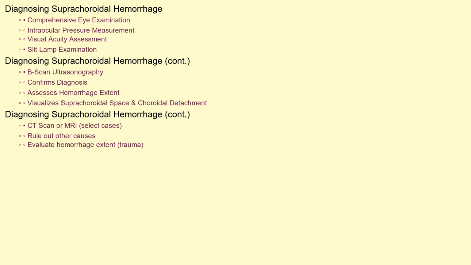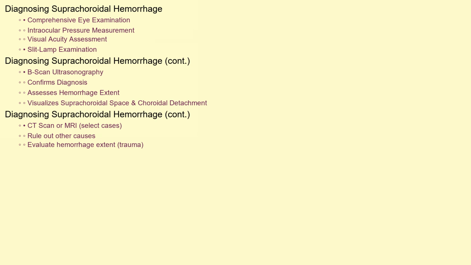Diagnosing suprachoroidal hemorrhage involves a comprehensive eye examination. The ophthalmologist will measure intraocular pressure, assess visual acuity, and perform a slit lamp examination to visualize the structures of the eye. B-scan ultrasonography is an invaluable tool for confirming the diagnosis and assessing the extent of the hemorrhage. It allows visualization of the suprachoroidal space and the degree of choroidal detachment.